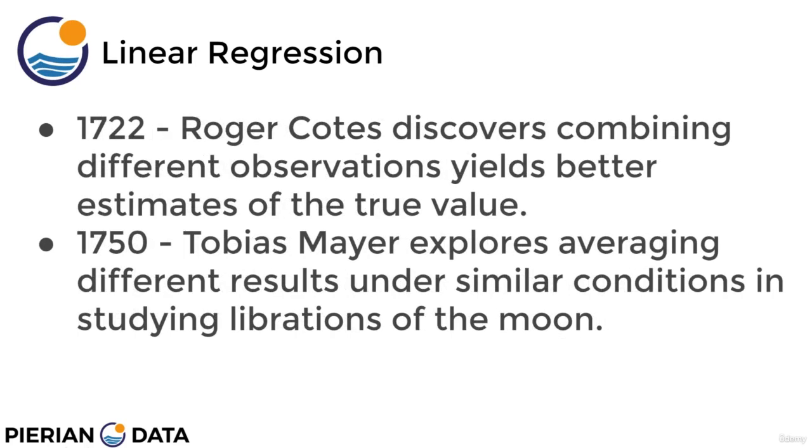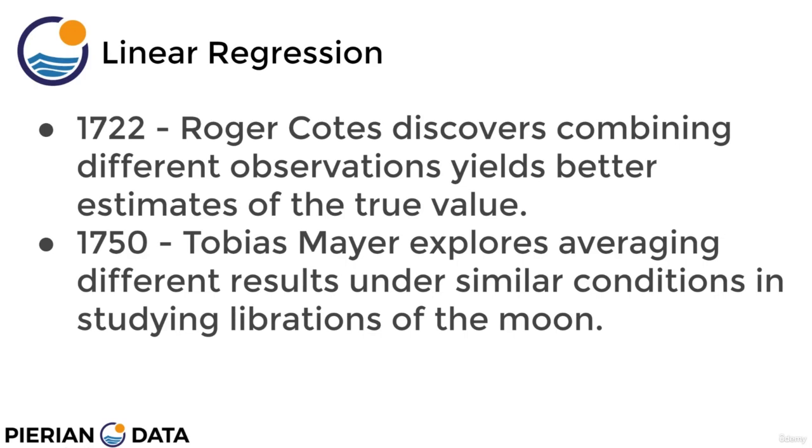The mathematical groundwork begins in 1722, when Roger Cotes discovers that combining different observations yields better estimates of the true value than just a single observation. Essentially, this falls back in line with what we know about things like that classic house price example. We know we should probably take different observations of houses that have sold in the past, instead of just relying on a single house that was sold.